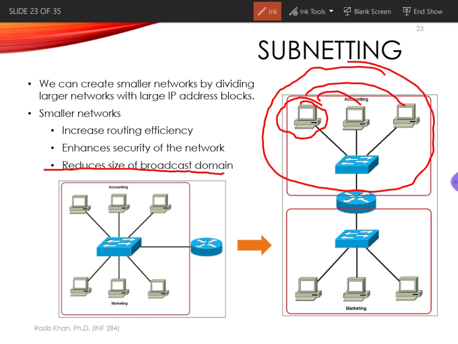So for example, over here, if this host needs only to send a broadcast message to the accounting hosts, and it sends out a broadcast message, it would also be sent out to the other hosts in the marketing division. But in the case of subnetting, it is reduced to only the subnet.